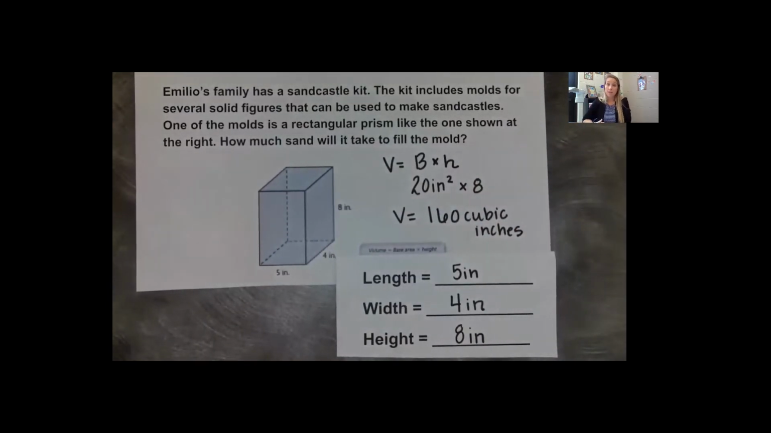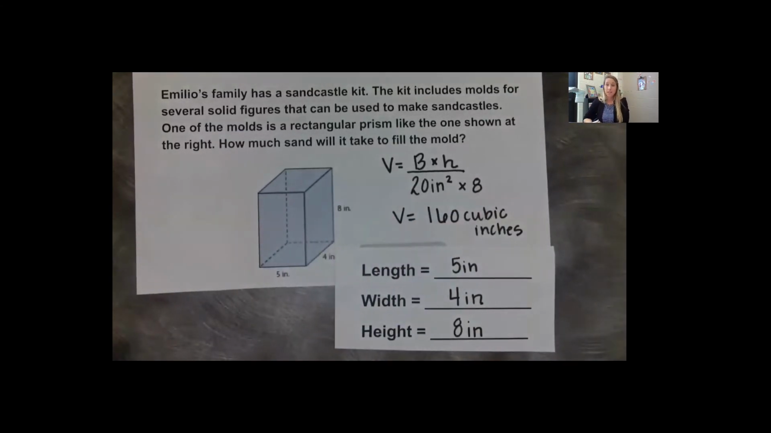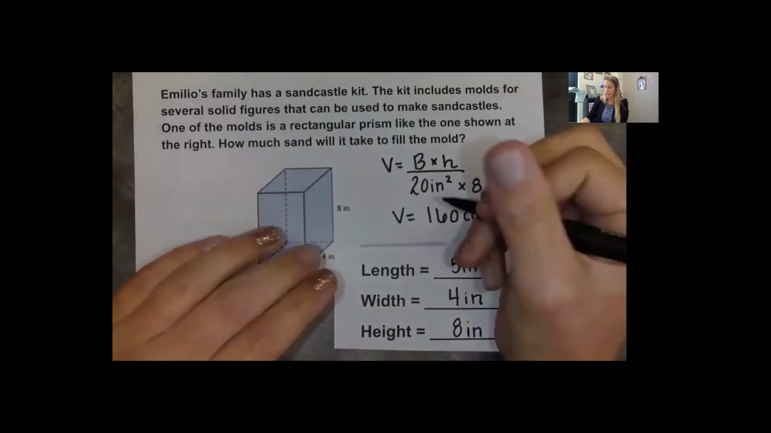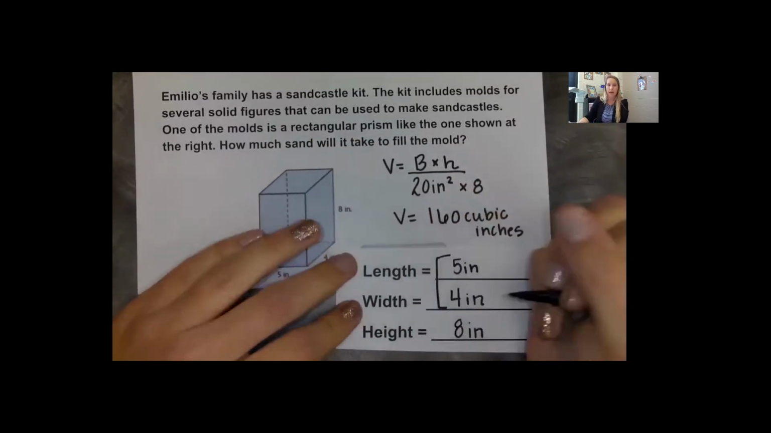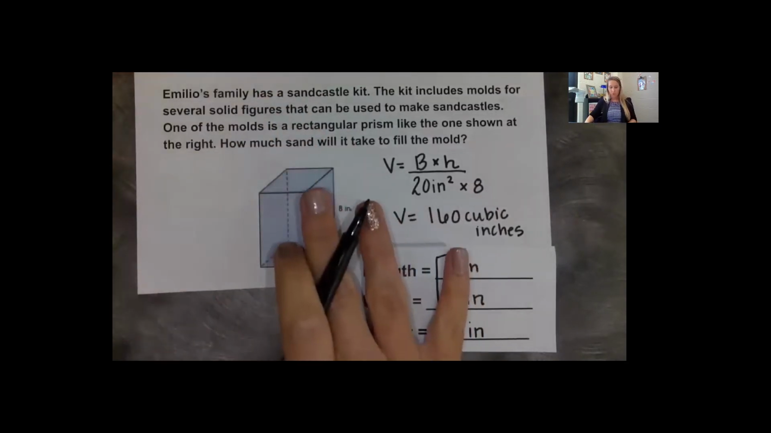Fabulous work. On this problem, we use the formula base area times height. But remember, how did we find the base area? Good, I heard somebody say it. We found the base area by first multiplying our length and our width. Great work. Let's look at some other examples together. Are you ready?